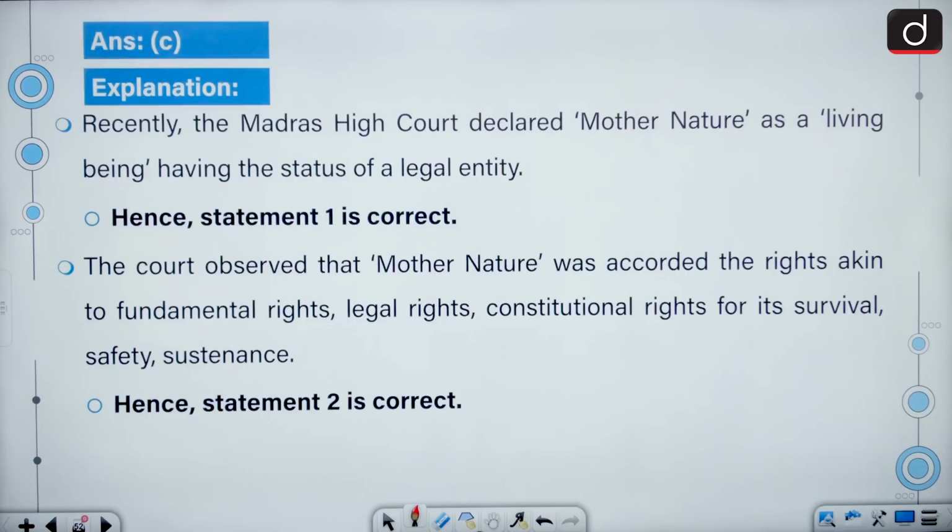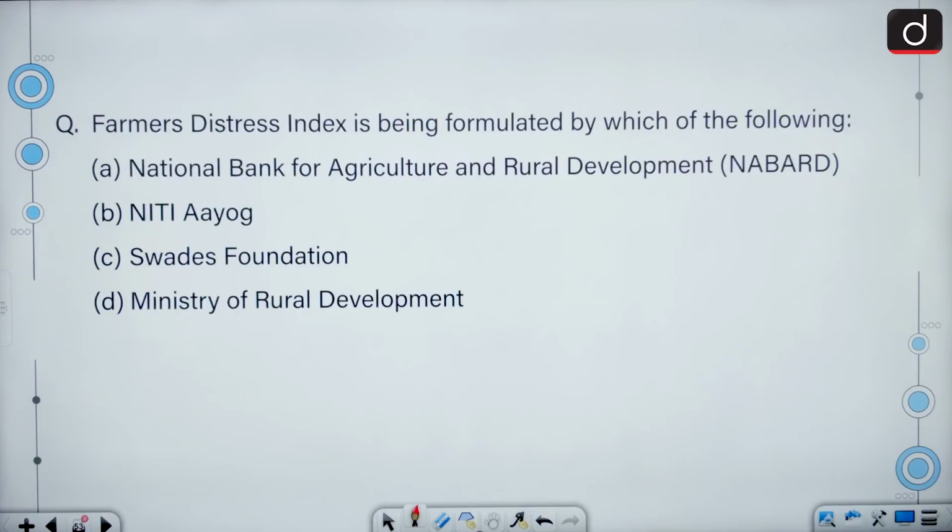Recently, the Madras High Court declared Mother Nature as a living being having the status of a legal entity. The court observed that Mother Nature was accorded rights akin to fundamental rights, legal rights, constitutional rights for its survival, safety and sustenance. Farmers' Distress Index is being formulated by which of the following?